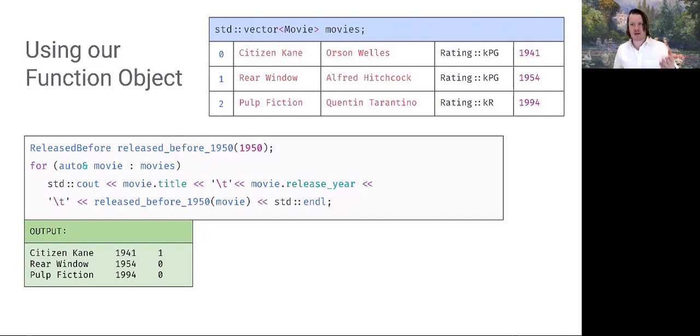And we see here only Citizen Kane. When running through this iterative statement, do we see it have a 1 as the output or return value, excuse me, to symbolize true for release before 1950's call operator invoked with the movie.